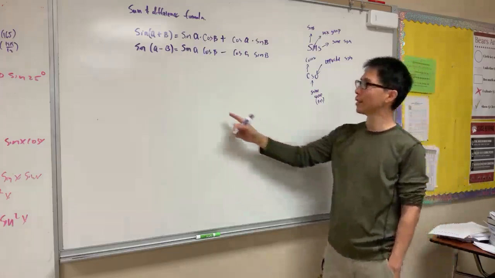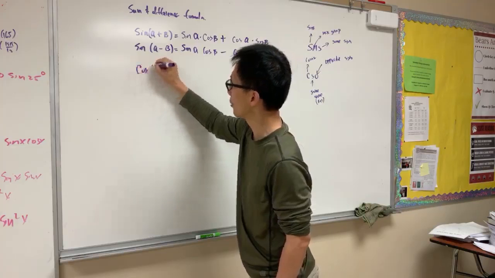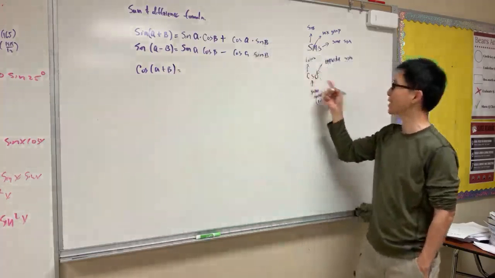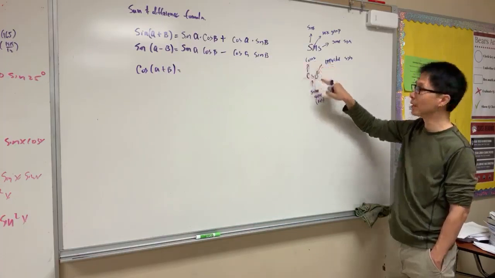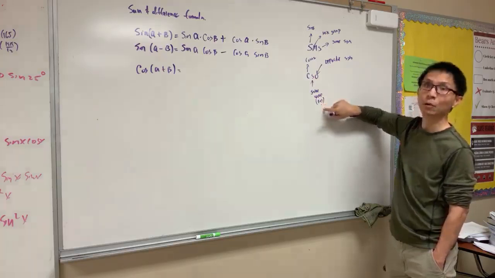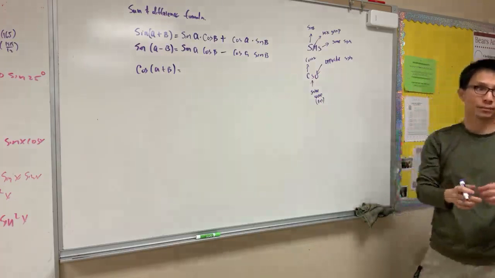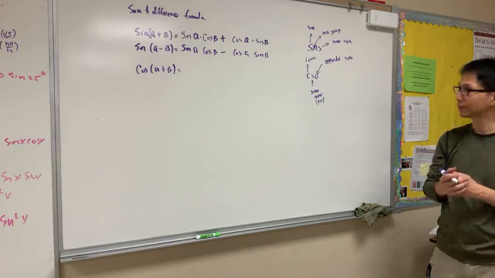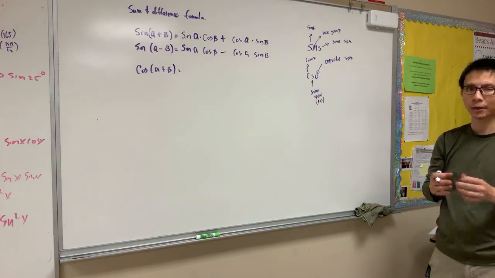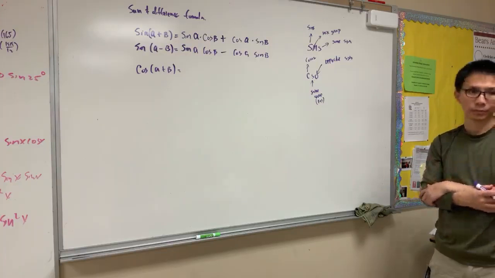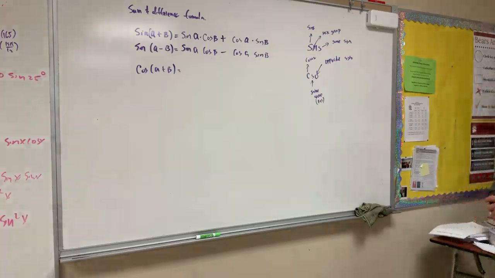I'll give you a try. See if you know how to do it. So I'm going to start with the cosine of A plus B. Let's see if you can figure out what I mean by CSO. Here's C. C stands for cosine. S stands for same group, but start with cosine. Same group, start with cosine. Group is not mixed. It's probably going to start with the cosine. What do you think?